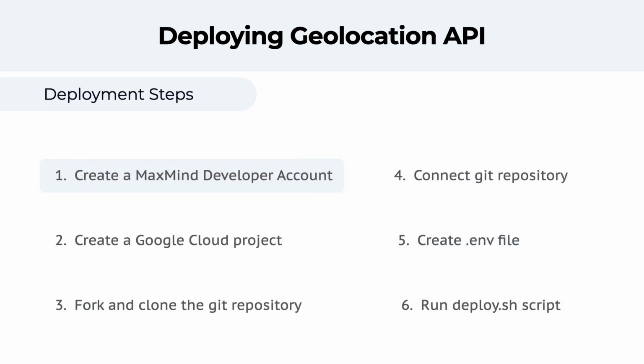Before we begin, let me give you a high-level overview of the steps involved. We will start with getting a MaxMind Developer Account to obtain a license key. This key will be used in our Docker file to download the latest GeoLite2 databases. Then we will log into our Google Cloud platform and create a new project. Then we will fork and clone the repository so that it is available in our GitHub account.